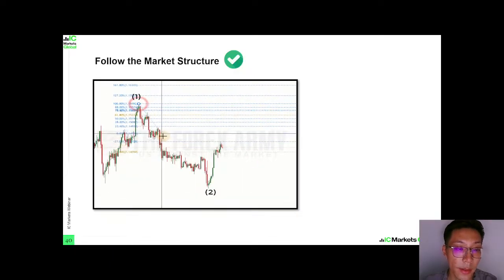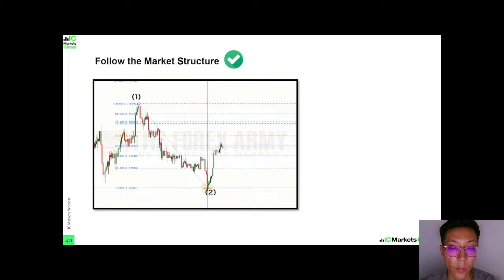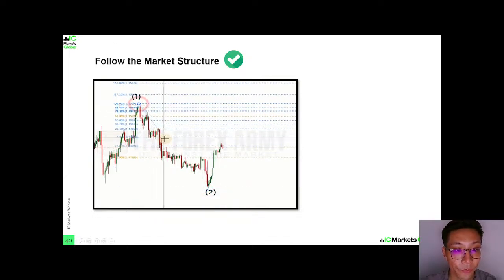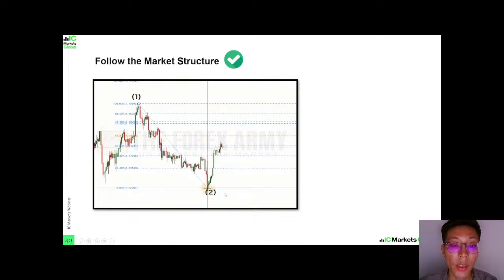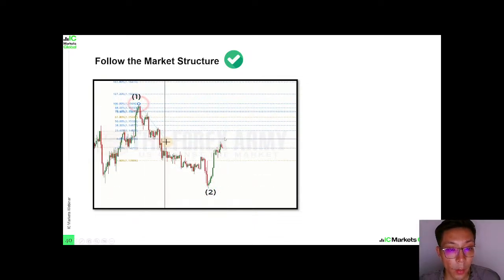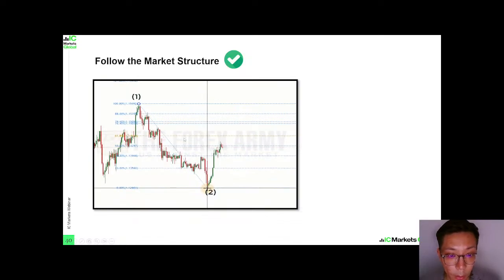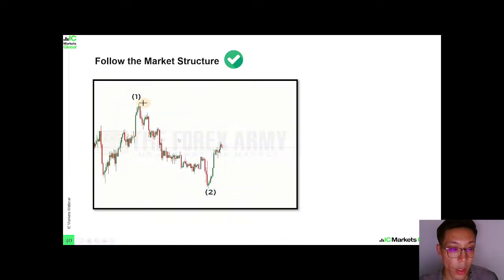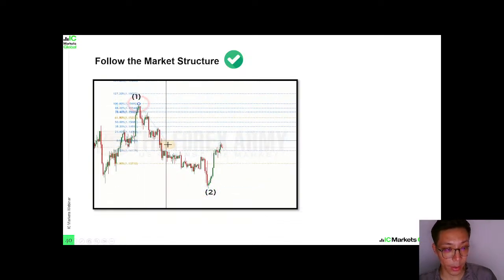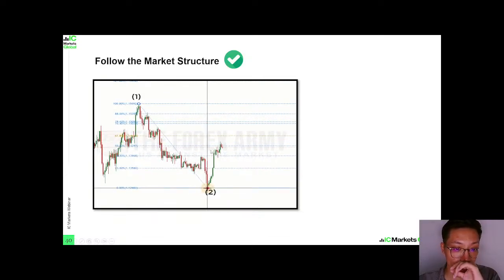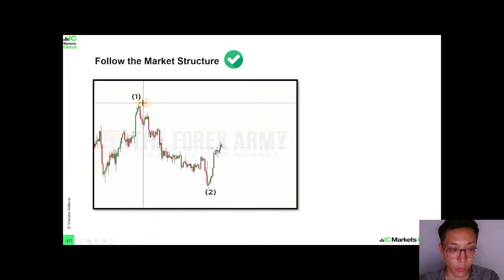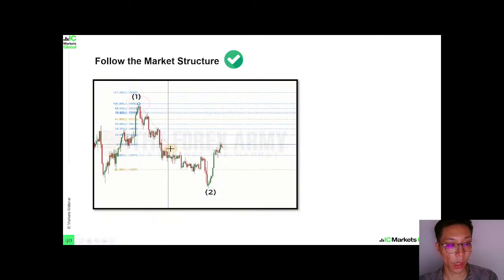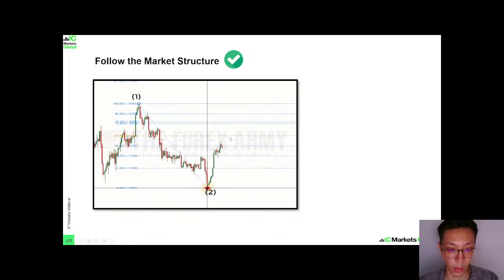Okay, so this is the correct way of following market structure. We are marking out the swing high all the way to the swing low. Then we can see proper market structure. We can see how price will actually react to any of these Fibo levels over here, such as the 50% Fibo level or the 61.8% level.